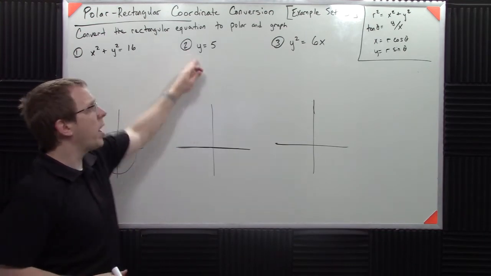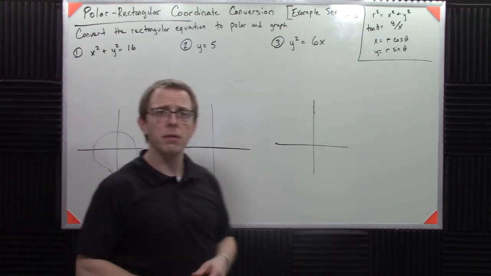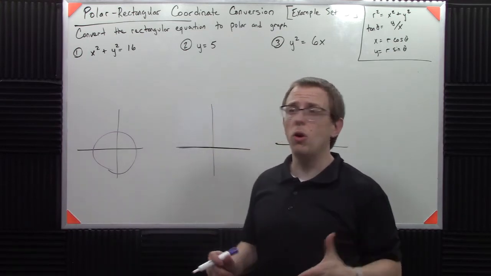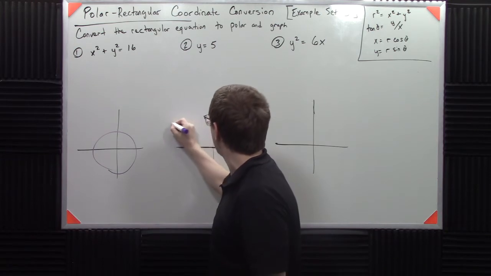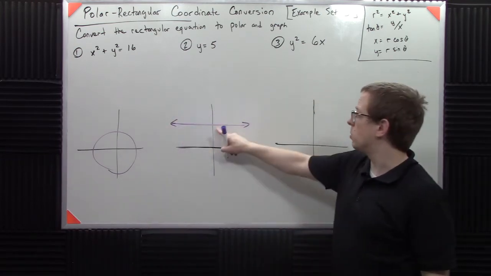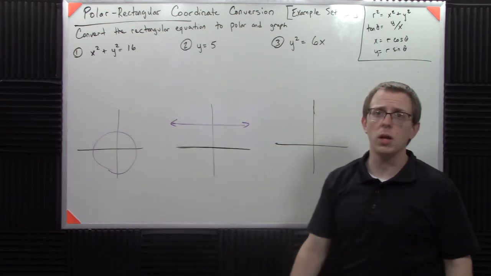The next one is y equals 5. Now, y equals 5 is just a flat line. So there's no reason to overthink this. This is y equals 5 here. That goes through y equals 5, and then it's just a horizontal line all the way across.